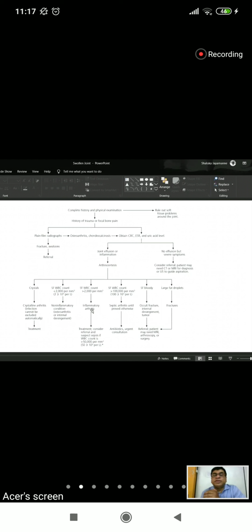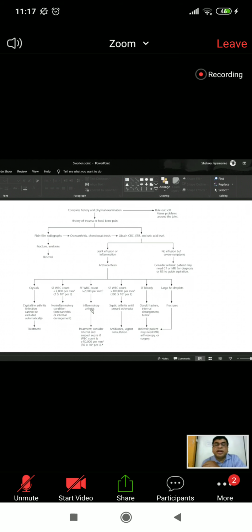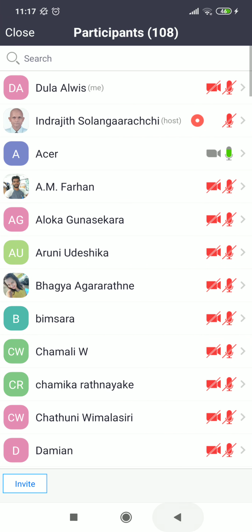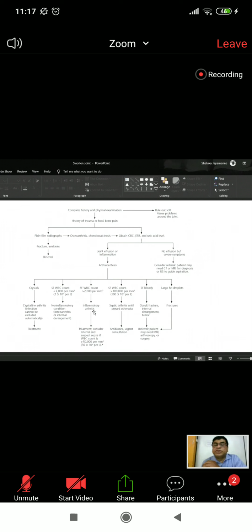So when you see a patient with polyarthritis, of course you have to take a complete history and examination. Then you have to get a history of trauma. Then usually we do plain films, that is X-rays, and obtain full blood count, ESR and uric acid. Of course, sometimes this joint pain can be due to a fracture, and you can detect that from your X-ray films. Then you can also appreciate joint effusions.